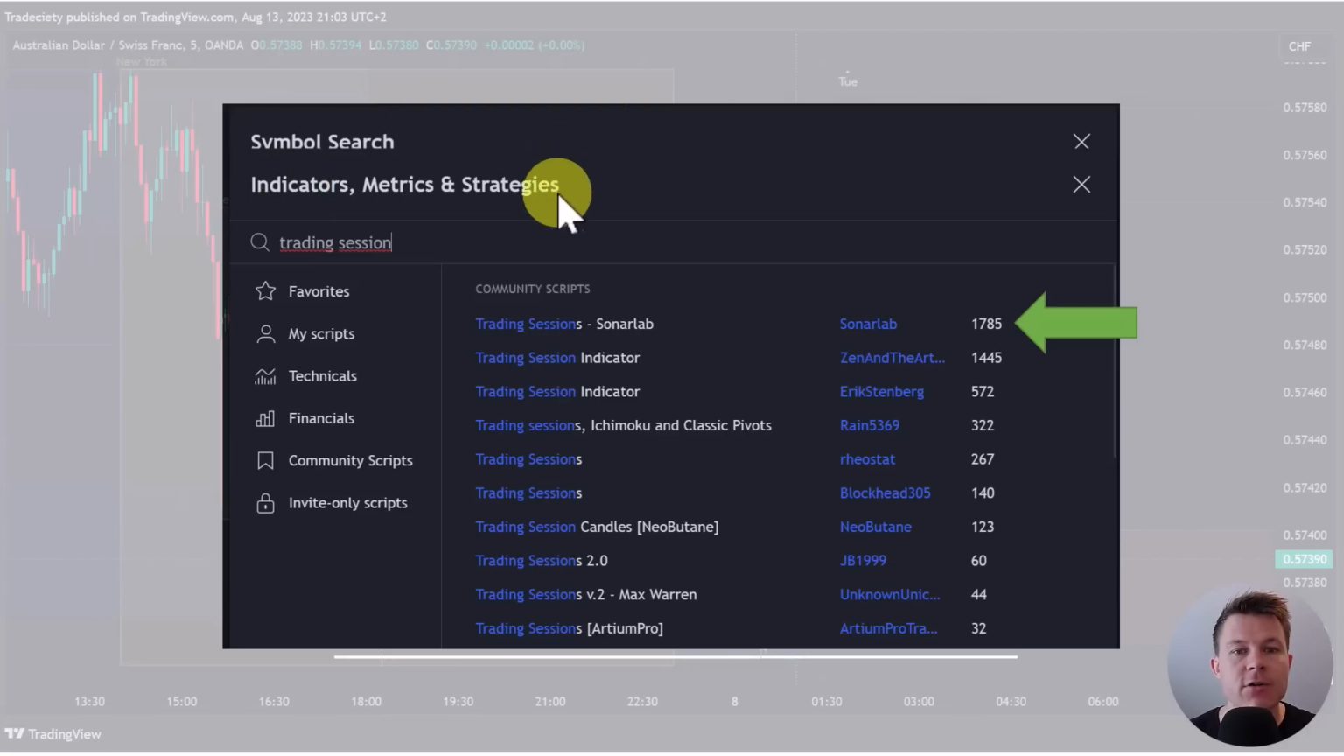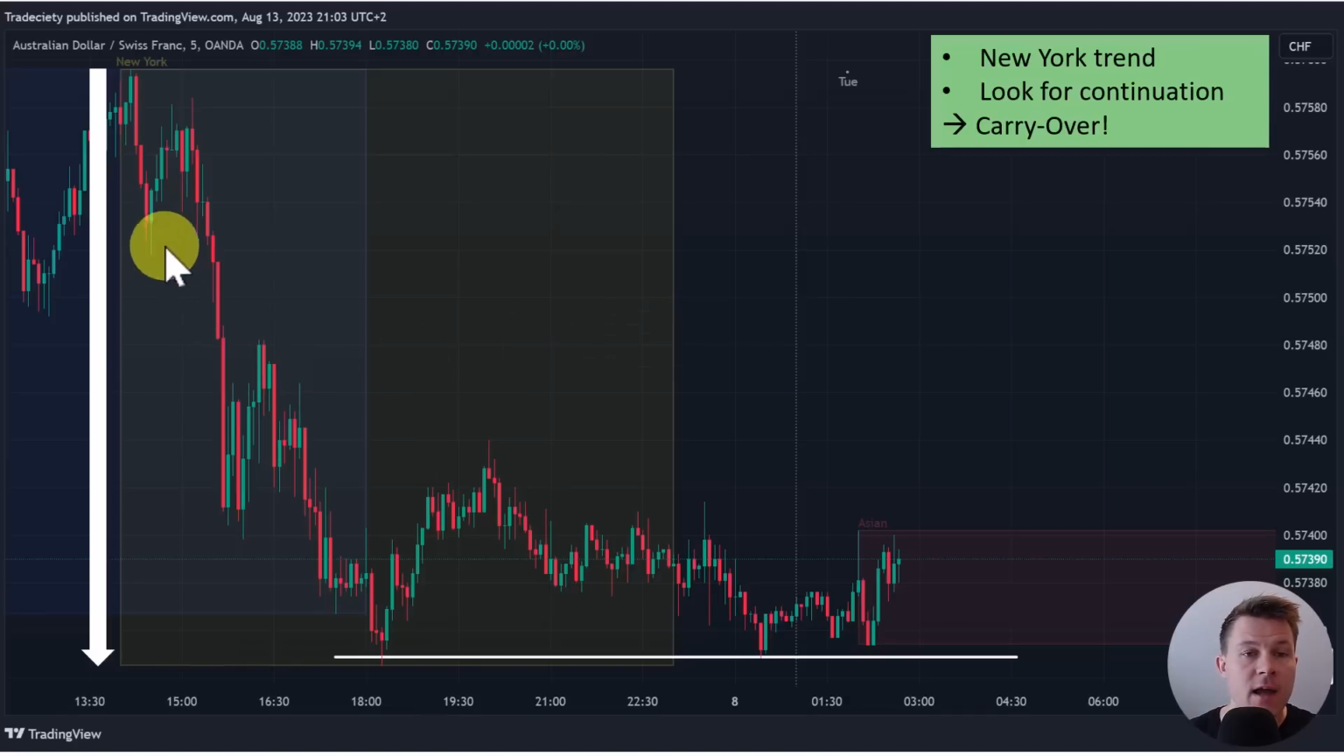There's a free indicator on TradingView created by SonarLab. When you search for trading sessions, it comes up. And then it plots the different trading sessions on your charts. What you want to do is you want to identify trending markets.